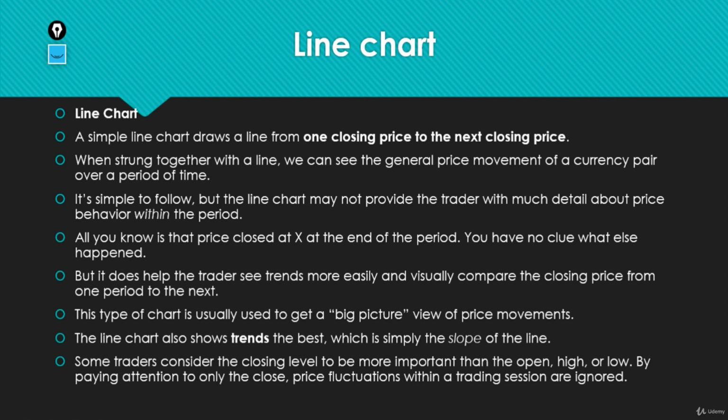This type of chart is usually used to get a big picture view of price movement. The line chart also shows trend the best, which is simply the slope of the line. Some traders consider the closing level to be more important than the open, high or low. By paying attention to only the closing price, the fluctuations within the trading session are ignored. Let me add that they can help you to draw horizontal support and resistance lines, and to draw trend lines very easily. So let's dive into the next part.